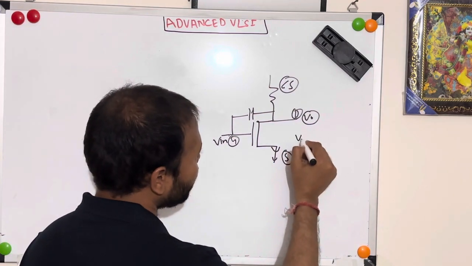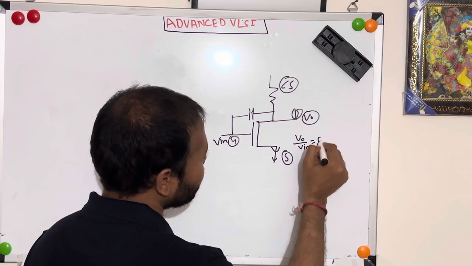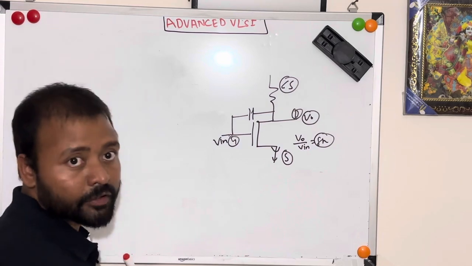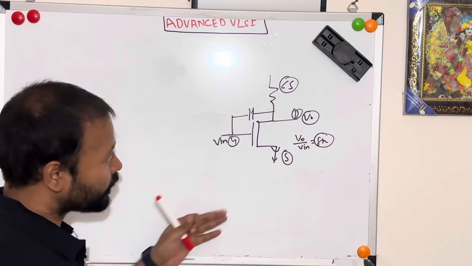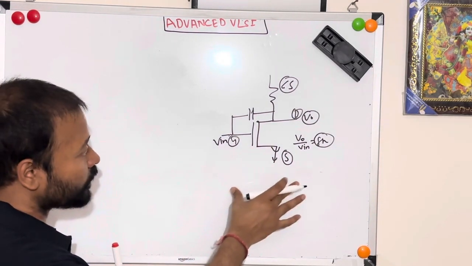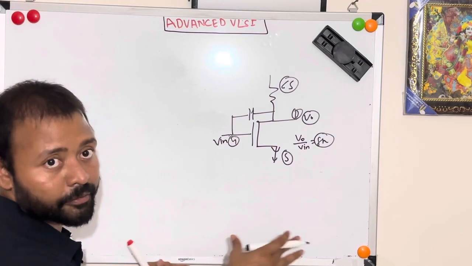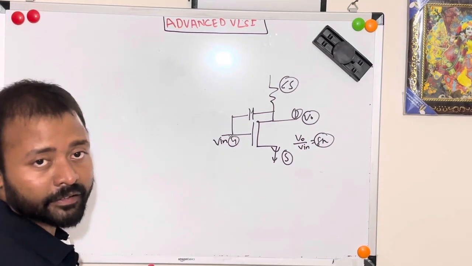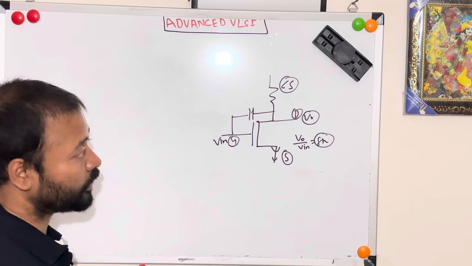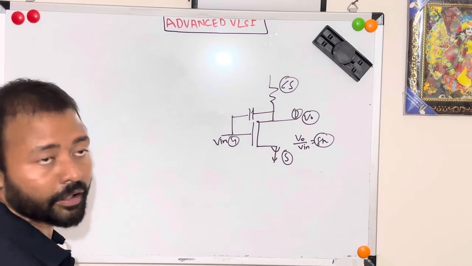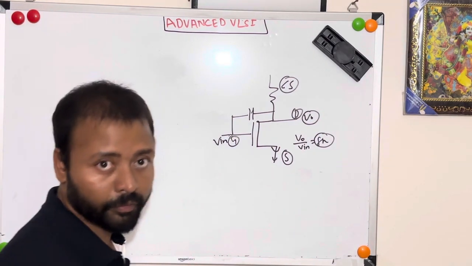So how do we find V out by V in? This is the gain. If I ask you to find V out by V in, you will go to the transfer function, do small signal analysis, do the KCL, KVL, look for nodal analysis, and do the calculation. That is the wrong way.